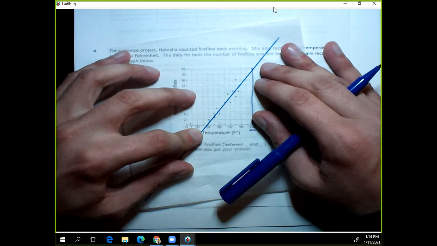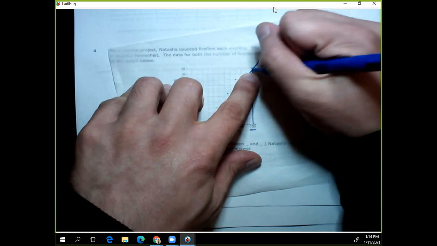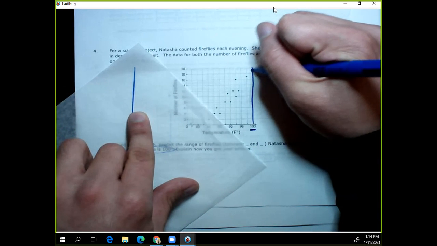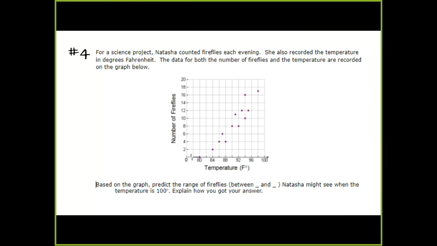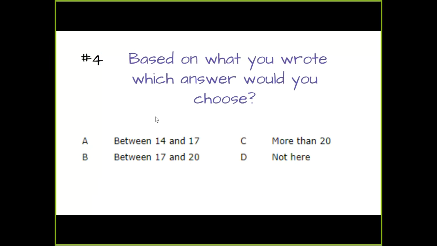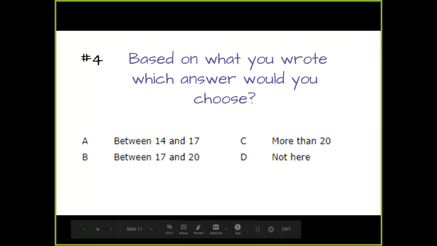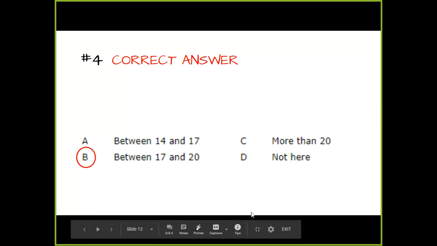I'm getting something like this. So maybe about right here. Good. So what number is that about? 19? Okay. Let's take a look and see what answer choices they give us. So which one do you think it'll be? It'll be B. B, yes. That would be correct.